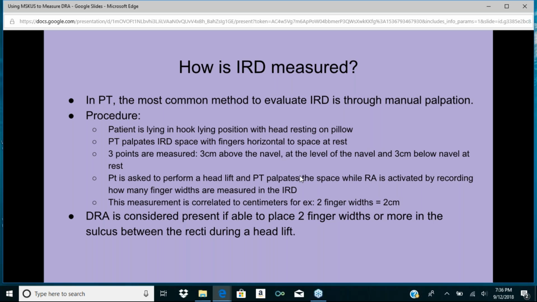So you measure that at rest, and then you measure that when they're performing a head lift. A DRA would be considered to be present if you're able to place at least 2 finger widths or more in that sulcus between the recti during a head lift.